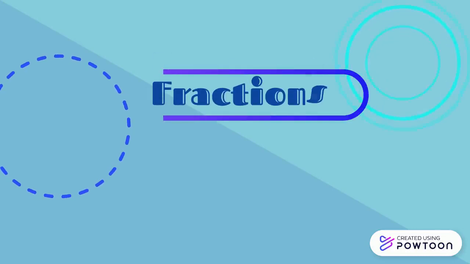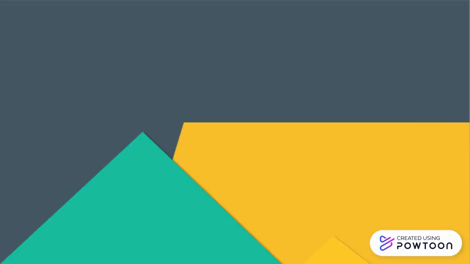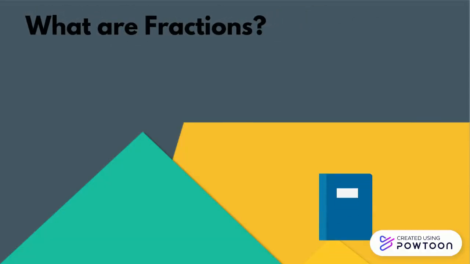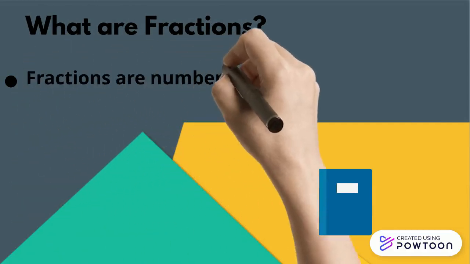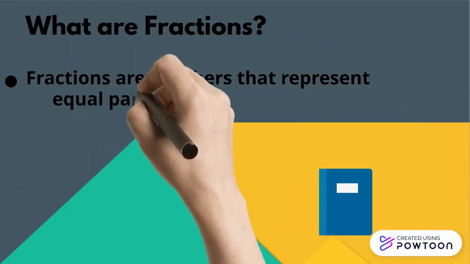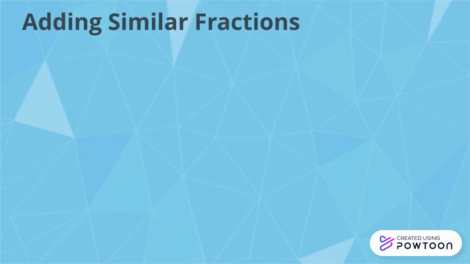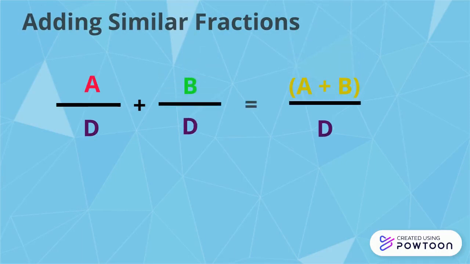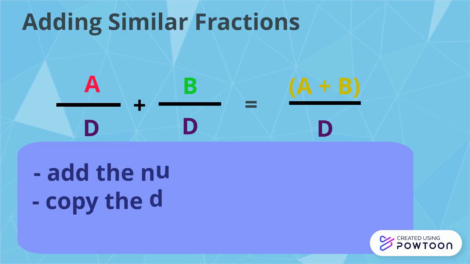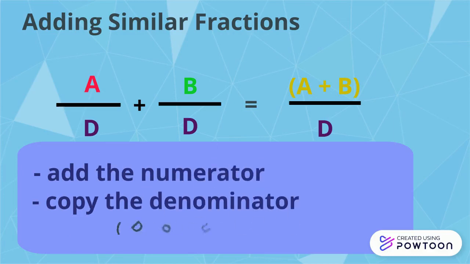Before we solve, first, we need to learn about them. Fractions are numbers that represent equal parts of a whole or group. In adding similar fractions, you will just add the numerator and then copy the denominator. Then, simplify the answer to the lowest term.